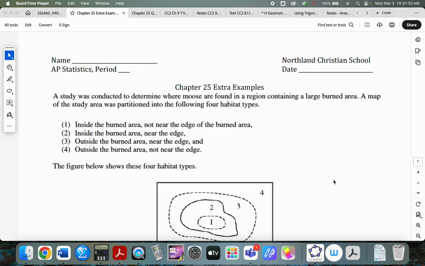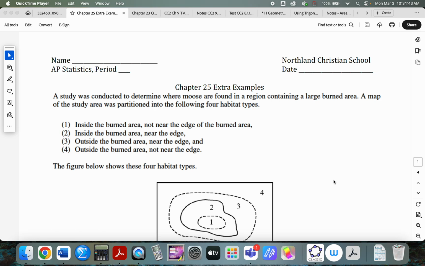All right. So let's take a look at this one about moose population. A study was conducted to determine where moose are found in a region containing a large burned area. A map of the study area was partitioned into the 4 following habitat types. One is inside the burned area, but not near the edge of the burned area. 2 is inside the burned area, near the edge. 3 is outside the burned area, also near the edge of the burned area. And 4 is the area outside the burned area, not near the edge.